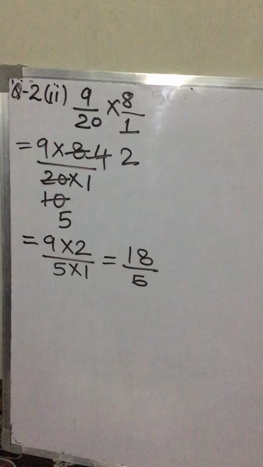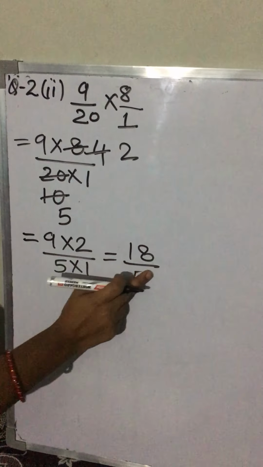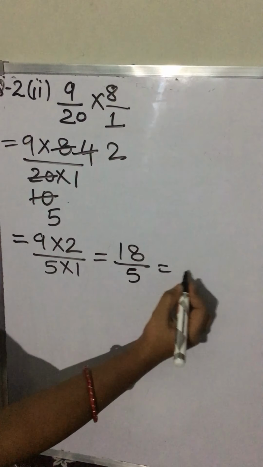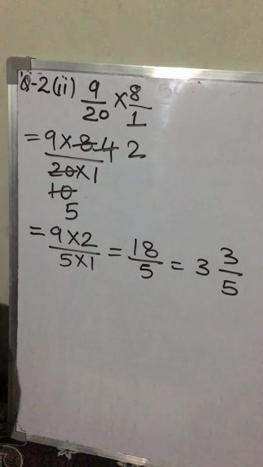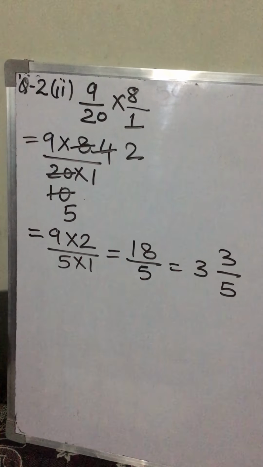Okay children, 18 by 5 is the answer. You can write it in mixed fraction also. How will you write? 5 3s are 15, 3 and 3 by 5. 5 3s are 15, 3 3 by 5 is the answer.